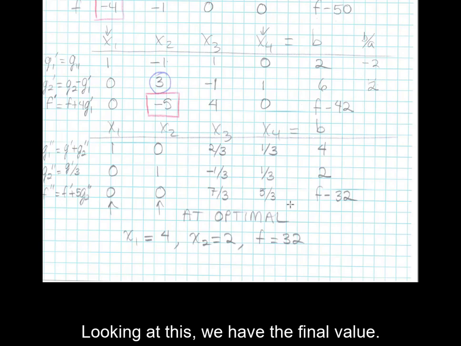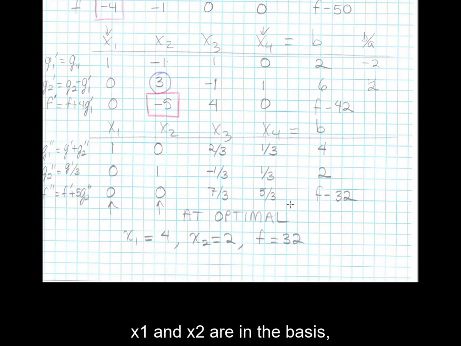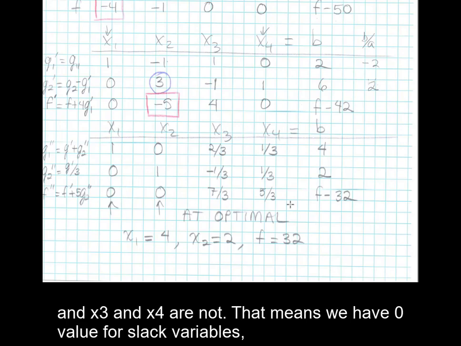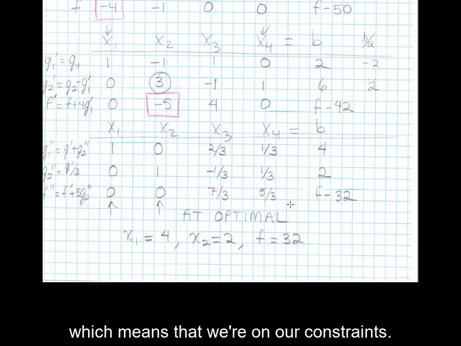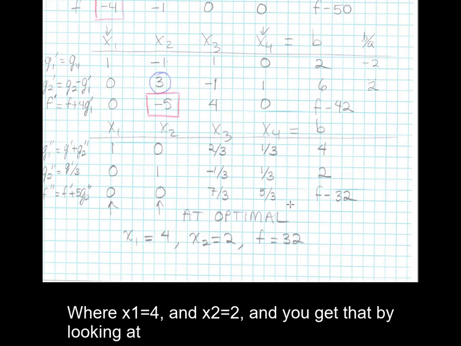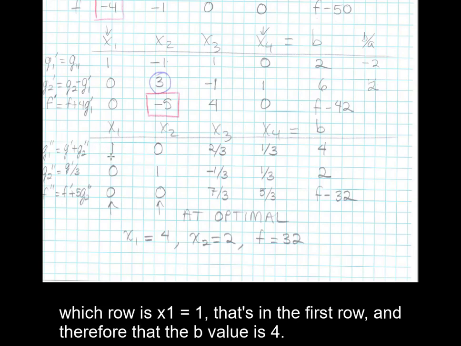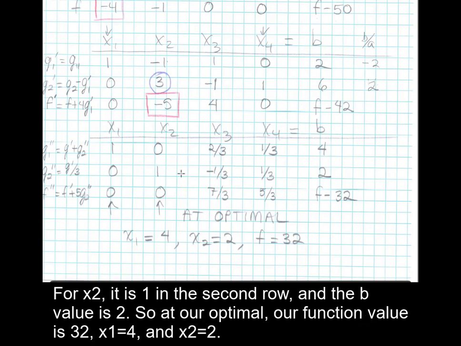Looking at this, we have a final value. x1 and x2 are in the bases. x3 and x4 are not. That means we have 0 value for our slack variables, which means that we are on our constraints. x1 is equal to 4 and x2 is equal to 2, and you get that by looking at which row is x1, 1. That's in the first row, so therefore the b value is 4. For x2, it is 1 in the second row, and the b value is 2. So at our optimal, our function value is 32, our x1 is 4, and our x2 is 2.